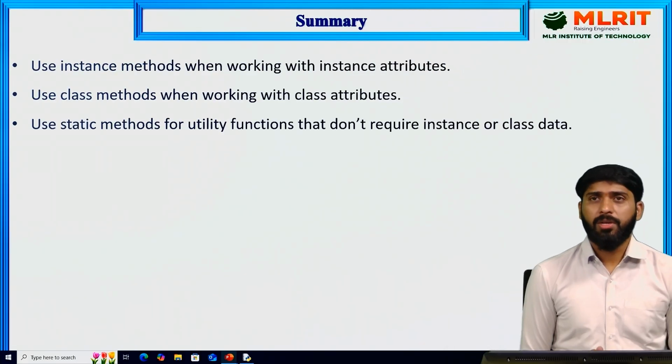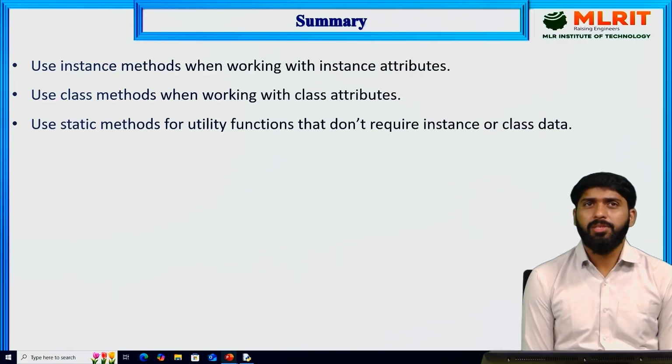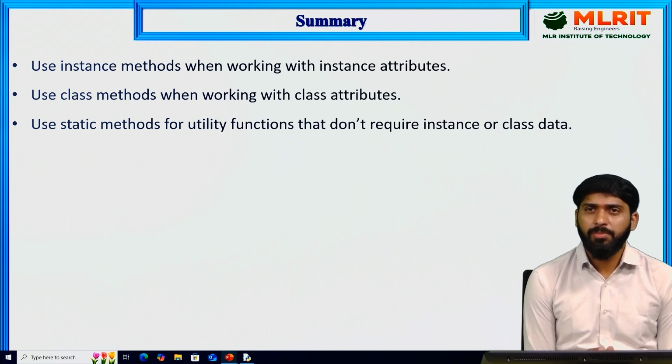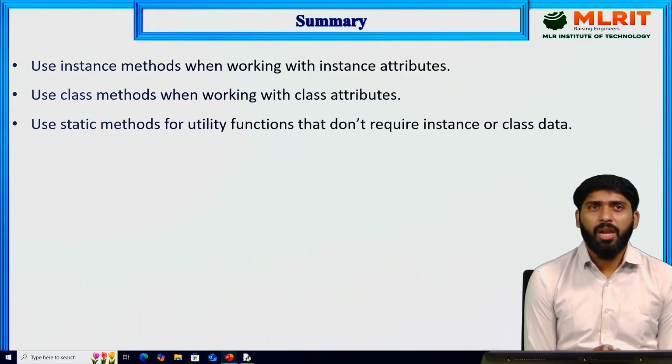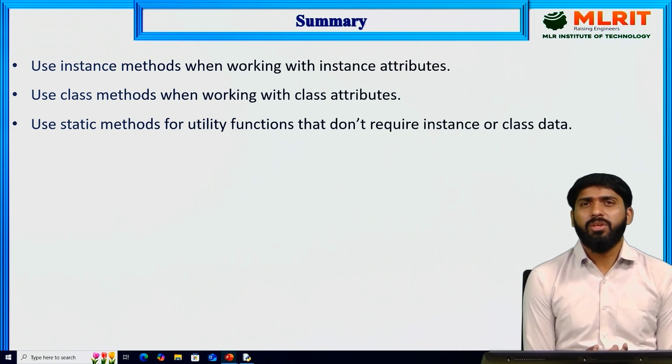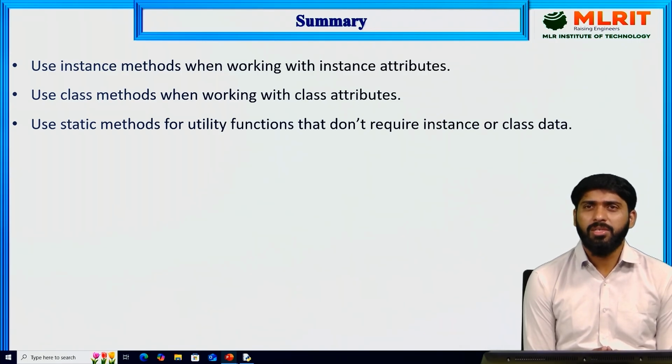So coming to the summary of the session. In this session we learned what an instance method is, what a class method is, and what a static method is. We use instance methods when working with instance attributes, class methods when we work with class attributes, and static methods for utility functions. They don't require instance data or class data. I hope you all understand the different methods we have in Python.